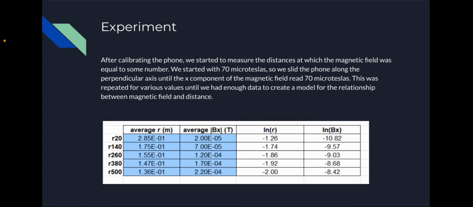After calibrating the phone, we started to measure the distances at which the magnetic field was equal to some number. We started with 70 microteslas, so we slid the phone along the perpendicular axis until the x component of the magnetic field read 70 microteslas. This was repeated for various values until we had enough data to create a model for the relationship between magnetic field and distance.